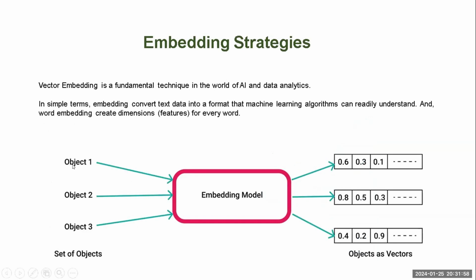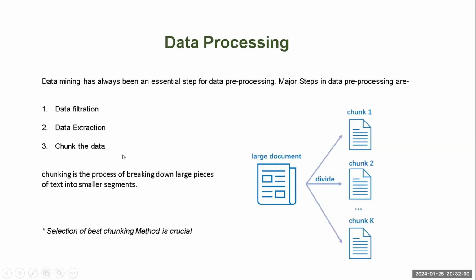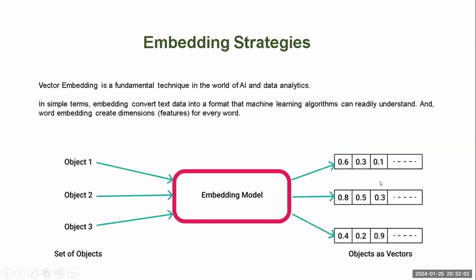So the objects that you can see here, you can assume them like chunk 1, chunk 2, and chunk 3. So these are different chunks. We are passing those chunks through the embedding model, and the embedding model just converts them into these numbers, and these numbers vary from 0 to 1. So you will see different numbers here.